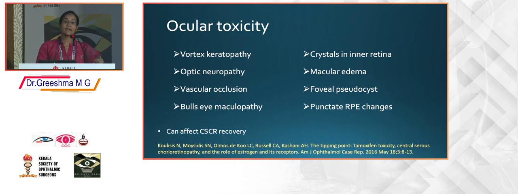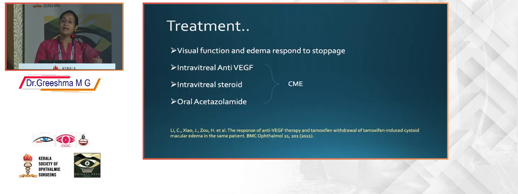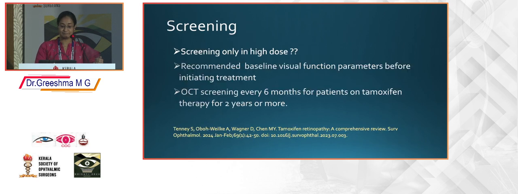According to a case report, it was shown to affect the recovery of CSCR, or it can delay the recovery of CSCR. The mainstay of treatment, after consulting with the oncologist, is to stop the drug, and the visual function and edema respond to the stoppage. The treatment options if cystoid macular edema is there are intravitreal anti-VEGF, steroid and oral acetazolamide.